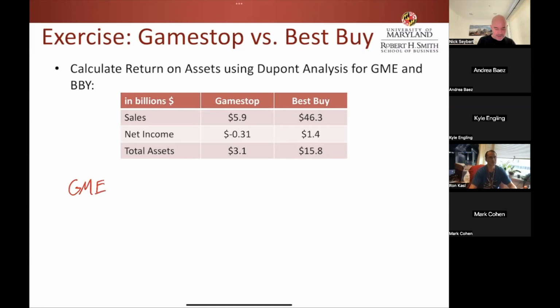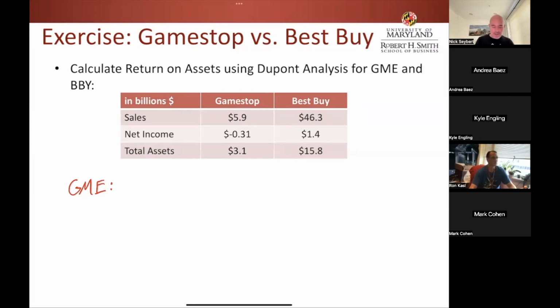So for GameStop, GME, that's just their stock ticker, I'm going to first calculate the profit margin, and the profit margin is net income divided by sales. And this is all in billions. The other thing you want to make sure is that your numbers are in the same denomination. Sometimes that doesn't happen: the income statement numbers are much smaller than the balance sheet numbers, so you accidentally try to divide 1 million by 1 billion or something.